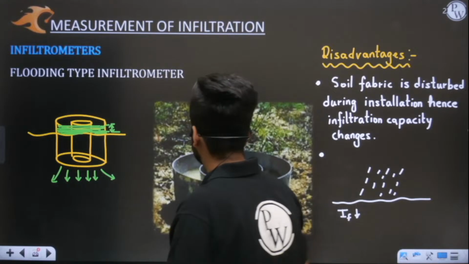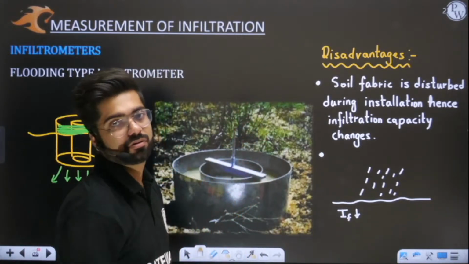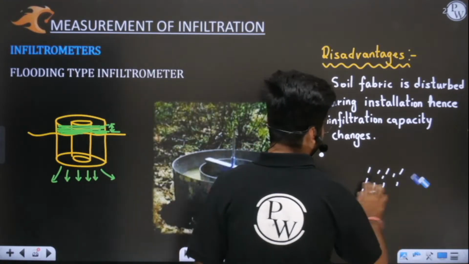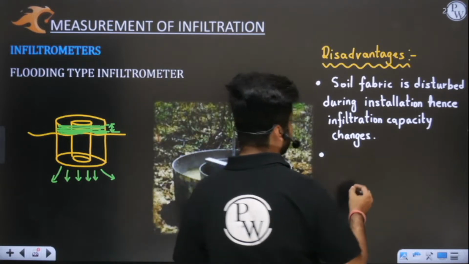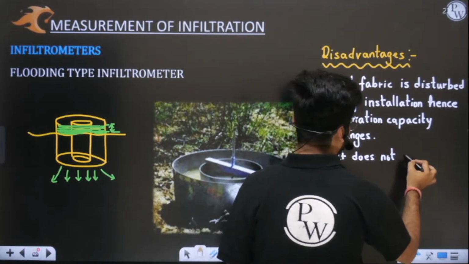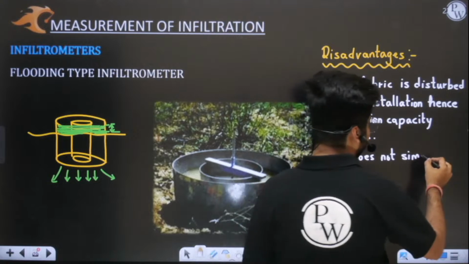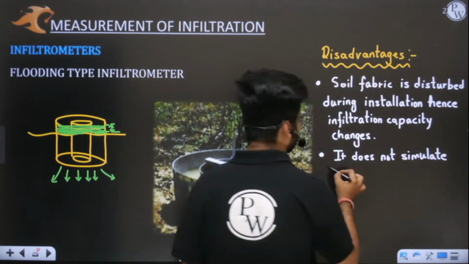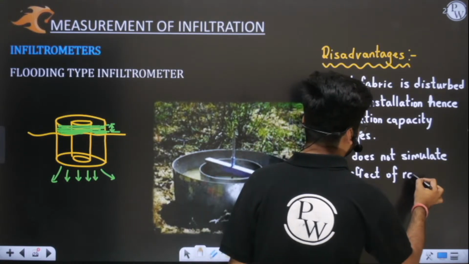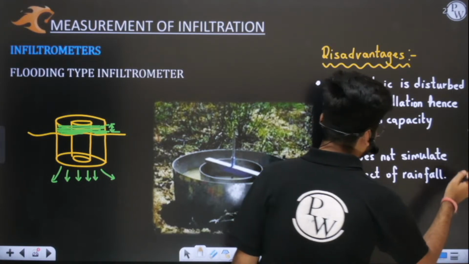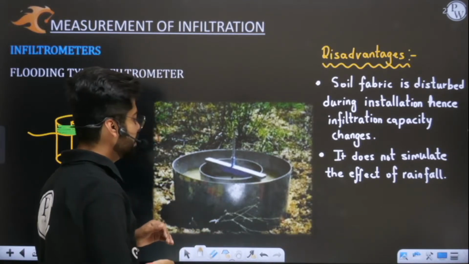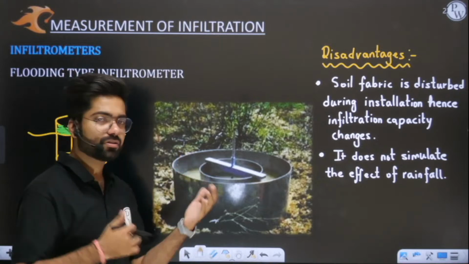What you will say? I will say, sir, that a flooding type infiltrometer will give me more value as compared to infiltration in actual rain. So I will write this point here: it does not simulate the effect of rainfall. So obviously it will give you different infiltration capacity. Now, what is the solution to this? How can this be improved?